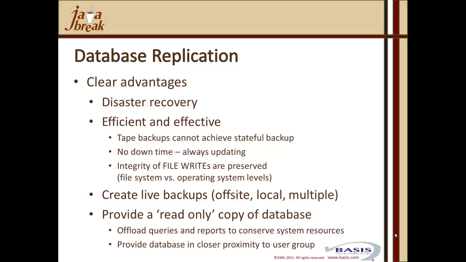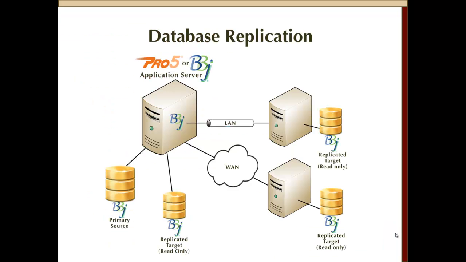It can also provide the database in closer proximity to the user group. So if it's on a separate machine that the users are more closely linked to, either physically or just on a network connection basis, it can offload that data to that secondary machine. So let's have a look at an example.